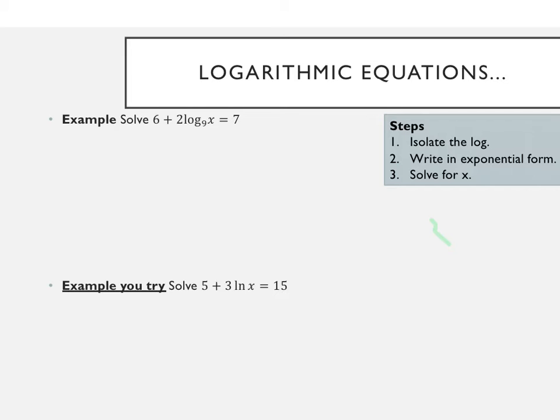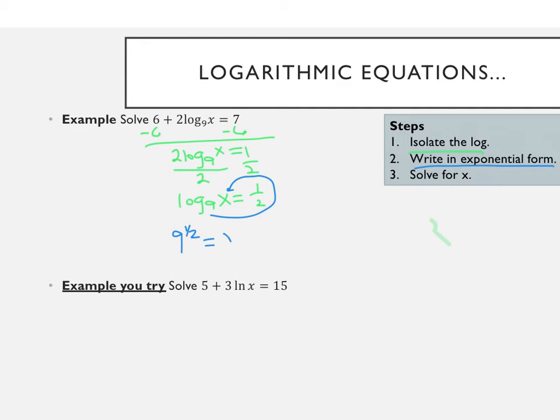If we look at the next type of problem, notice we have other numbers on the same side as the logarithm. So the first thing we're going to do is isolate the log. So we'll subtract 6. So 2 log base 9 of x equals 1. And then we'll divide by 2. So log base 9 of x equals 1/2. And then we'll write it in exponential form. So we always start at the base of the log, go across the equal sign, and end with what we're taking the log of. So 9 to the 1/2 power equals x.